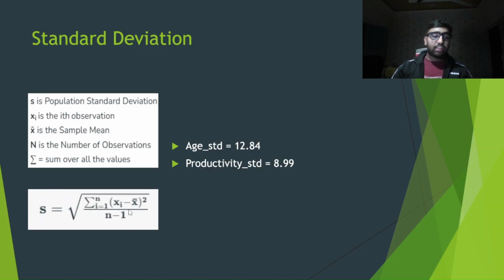Now let's look at this formula. The numerator is summation of squares of differences between the data points from the data mean. So basically, the difference between a data point from the mean position is called deviation, and when we square these values and take sum of all squared values, we get our numerator. In denominator we have n minus 1, and if we don't calculate the square root of this value, then we get variance, but by taking square root of this value, we get the standard deviation. Hence this is our formula for standard deviation. So using this formula and using these terminologies, we can easily calculate standard deviation. You can calculate it by yourself and verify that the standard deviation for age is 12.84, while the standard deviation for productivity is 8.99.